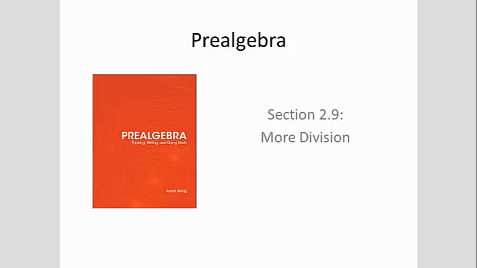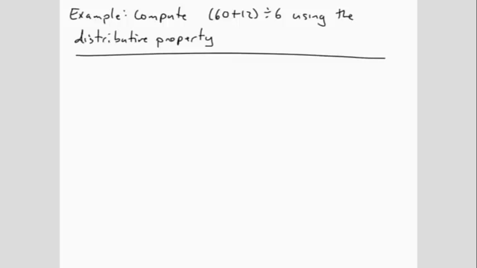Algebraically, the distributive property works with division the same way as it does with multiplication. Conceptually, it's all about rearranging the boxes in the picture. Before we get to the picture, we will do a purely algebraic manipulation. Example, compute the quantity 60 plus 12 divided by 6 using the distributive property.